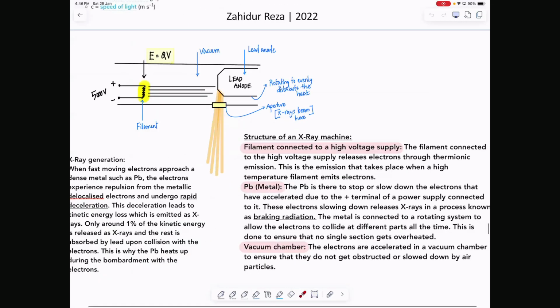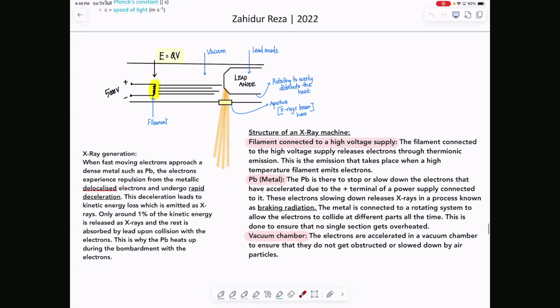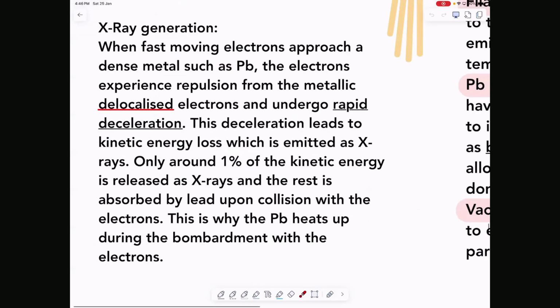Right, so this is the answer. I'll just go through the answer very quickly. So how are X-rays generated? There are different types of questions you get. I made one here.